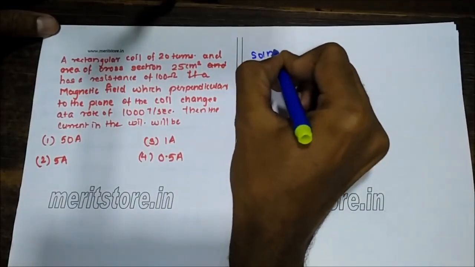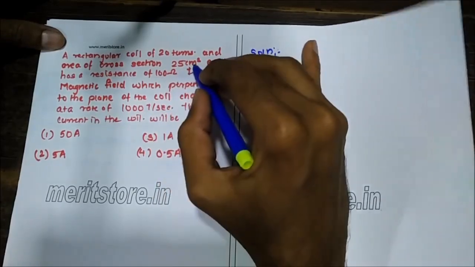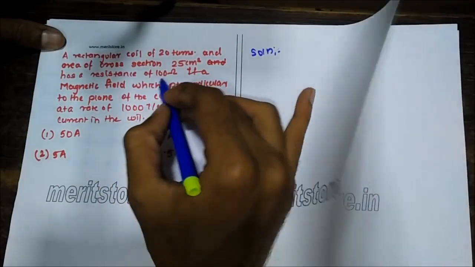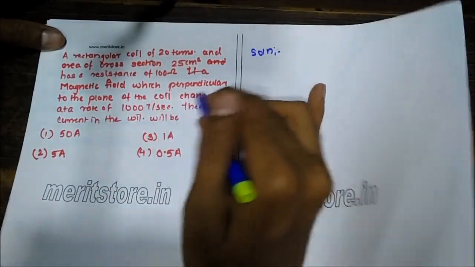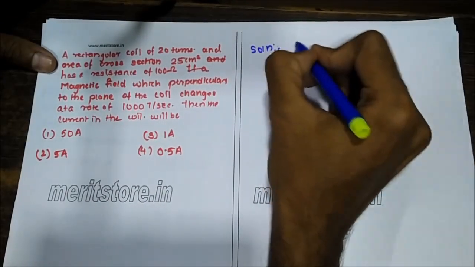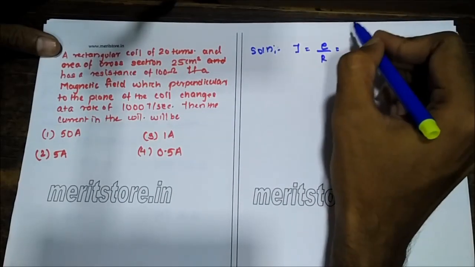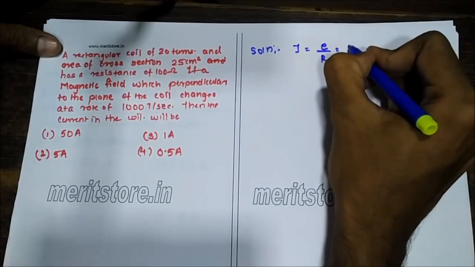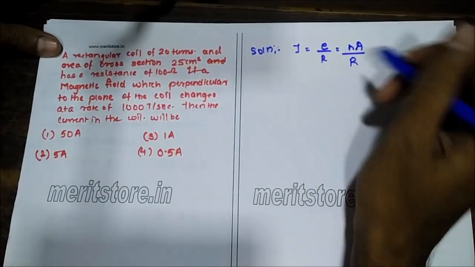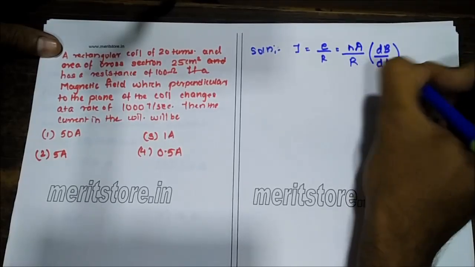So here the things which are given are N, which equals 20 turns, then the area which is 25 centimeters square, that will be in meters square, 25 into 10 to the power minus 4, and a resistance of about 100 ohms. Then the magnetic field B changes at about 1000 Teslas, and then we need to find the current. So current I will be equal to E upon R, where E depends on the number of turns of the coil and the area, with a change in the magnetic field with respect to time.